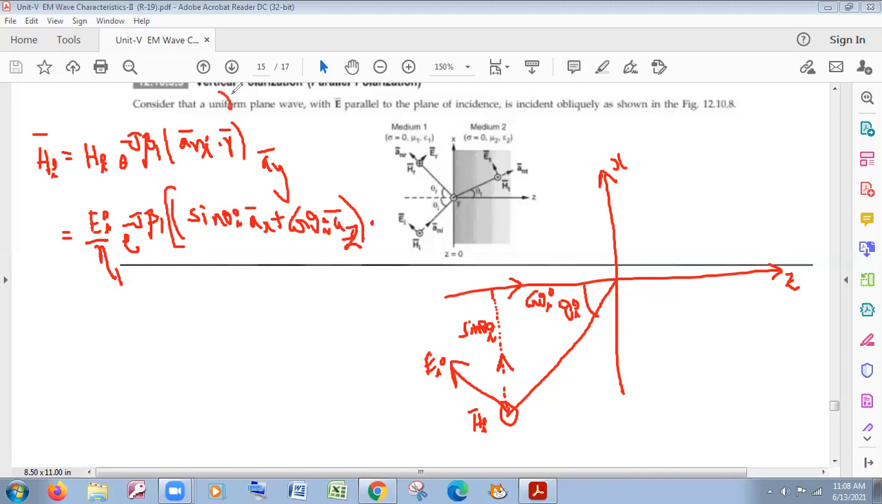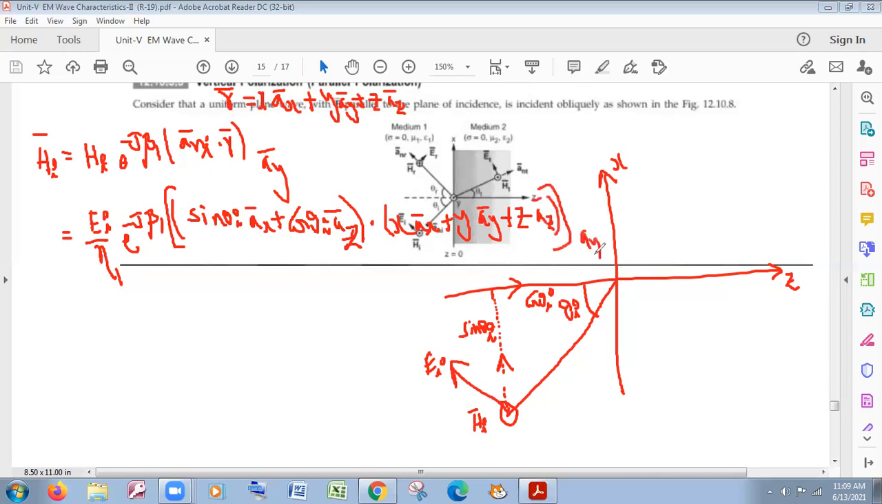r bar. What is r bar? It is common for all. R bar is equal to, because we are considering the Cartesian or rectangular coordinate system, x into ax bar plus y into ay bar plus z into az bar.